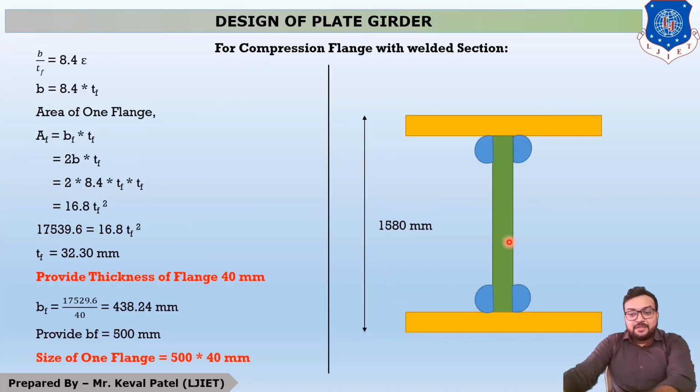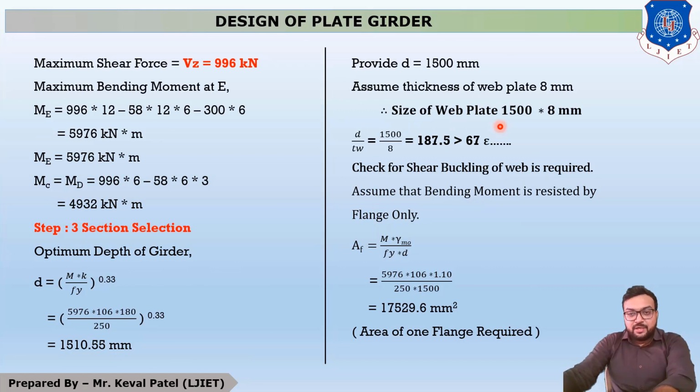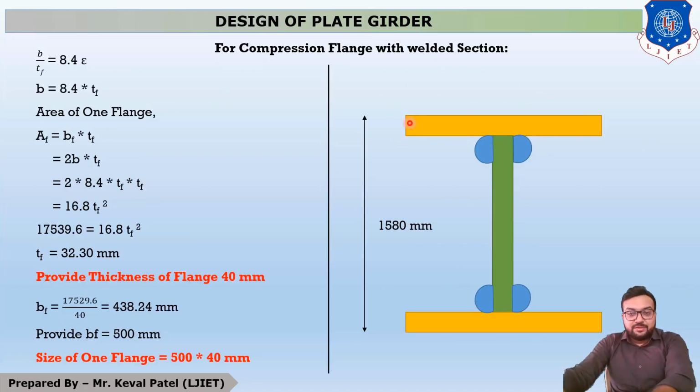So what is the dimension of this green plate? This is 1500 into 8. So you can see that the size of the web plate is 1500 into 8 mm. Now we have to check that our D by TW ratio is 187.5. It means this 187.5 value is greater than 67 epsilon. This check is already covered in our step number 4, which is discussed later in this lecture. So students, this is our size of the web portion. Now you can see that this orange plate is named as flange.